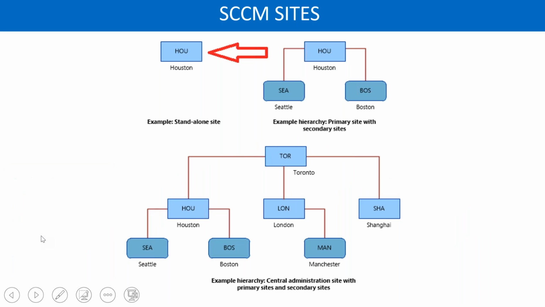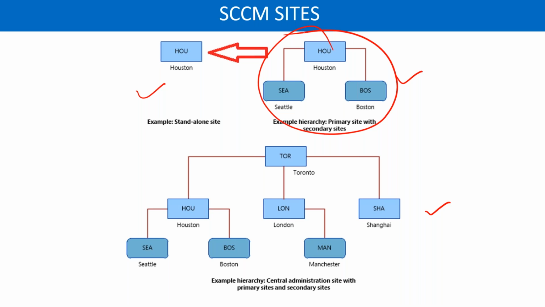So in your company, you will have either this one or this one or this one. We've got the second one: Houston, Seattle, Boston, for example. Yeah, that's what I told you. 99% of the time you will find this kind of architecture.